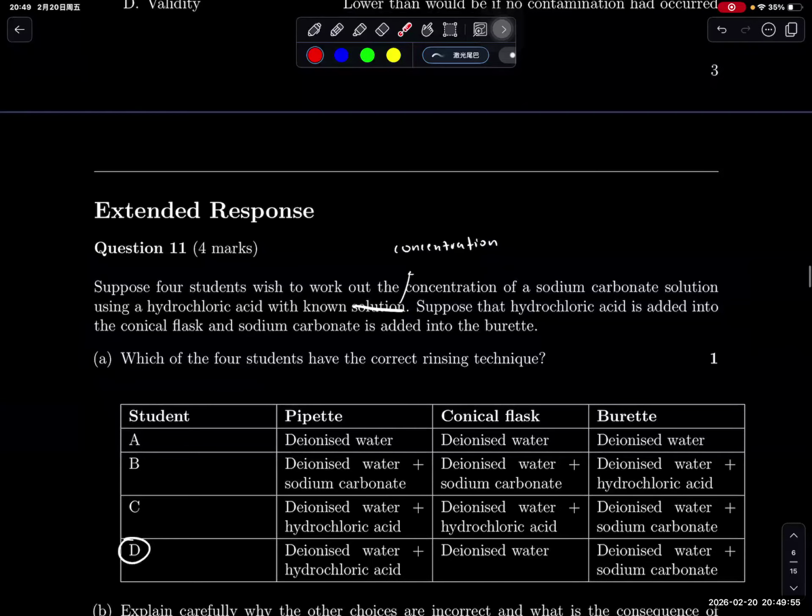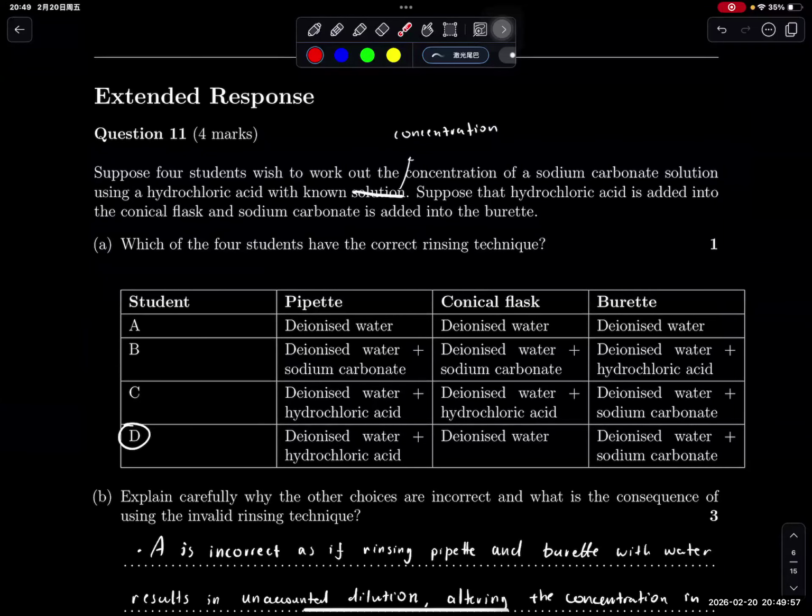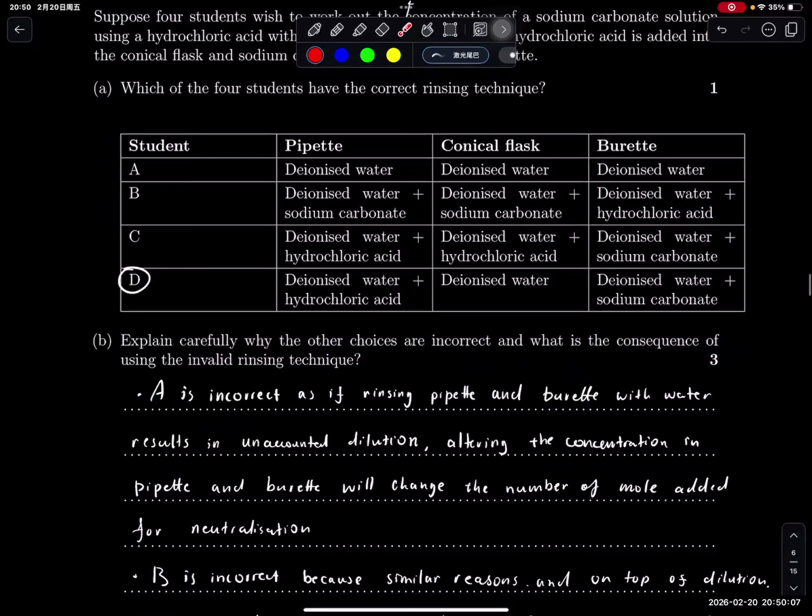Question 11. So, rinsing technique for the first question, right? You want to rinse your pipette with deionized water and the solution that's in there, which is hydrochloric acid. Conical flask, rinse with deionized water only. And then burette, rinse with deionized water and sodium carbonate.